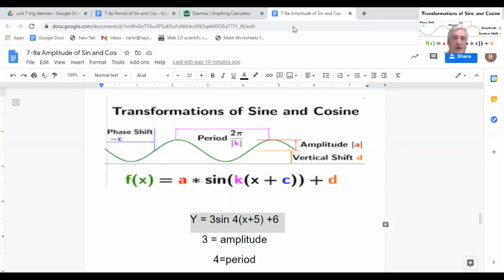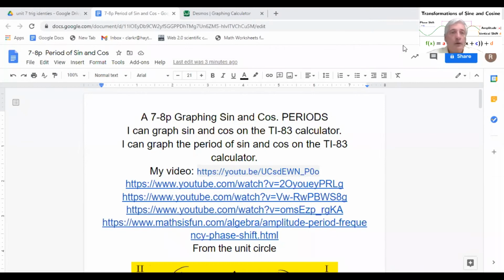Watch the other videos and it'll make more sense to you after a while. This is our second topic about the transformations that you can make with sine and cosine. Today we're going to talk about periods. We've already talked about amplitude, and I wasn't sure if this was going to be 4 videos or 1 video.